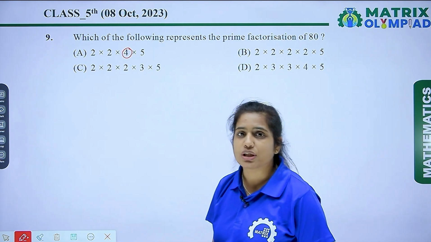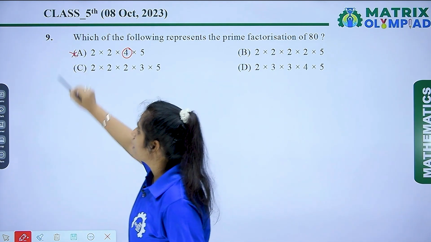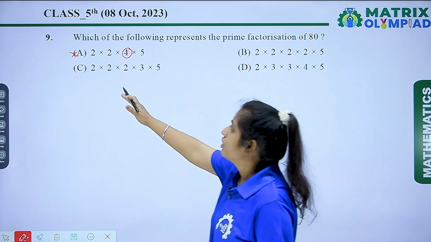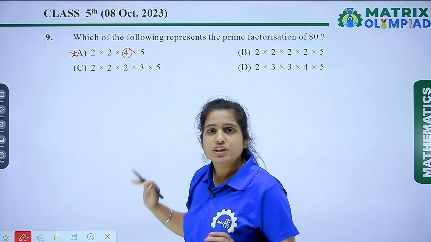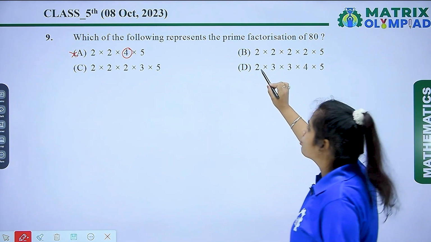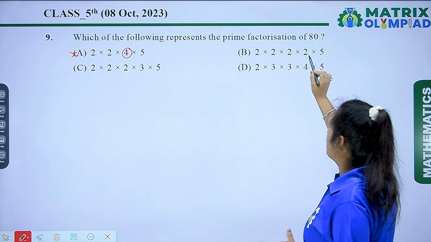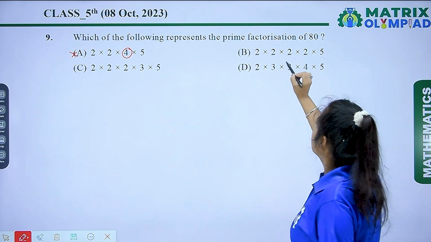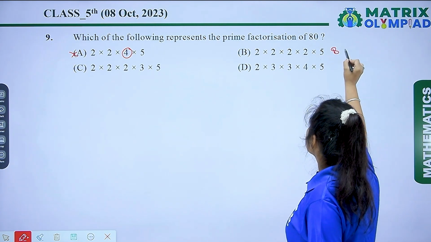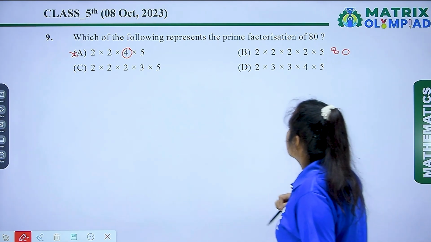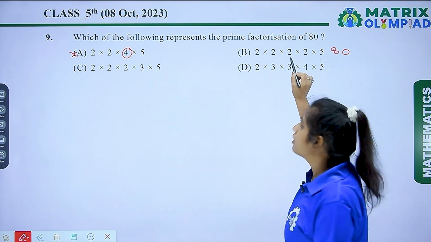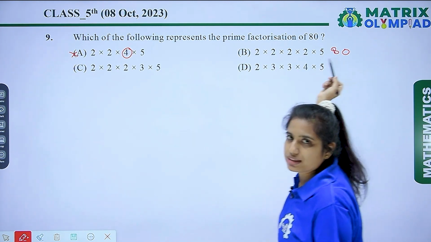So 4 is a composite number. So this option is not correct. चाहे ये आपको 80 दे रहा हो but still in prime factorization we have all the numbers prime. Now in second B option 2 multiply by 2 multiply by 2 multiply by 2 multiply by 5. So it will give us 80. Because 2 multiplied by 2 is 4, 4 multiplied by 2 is 8, and 8 multiplied by 10 is 80.